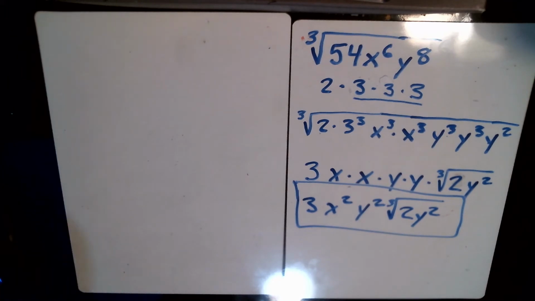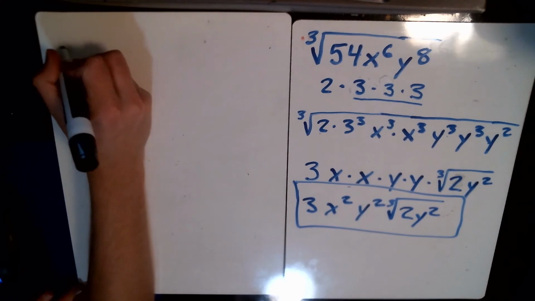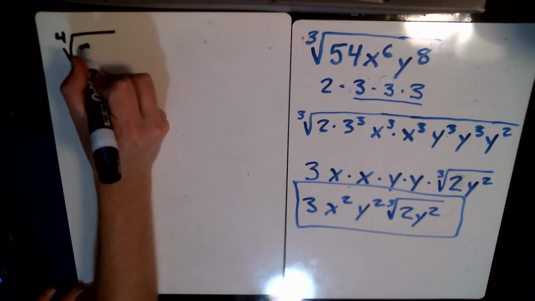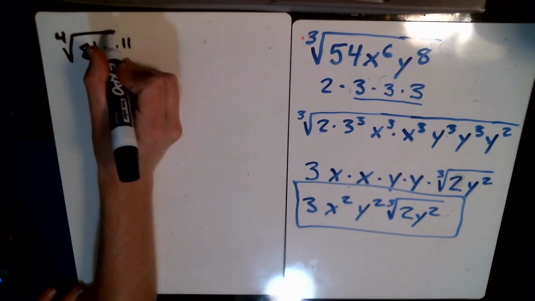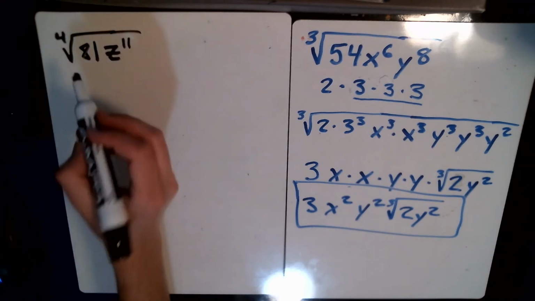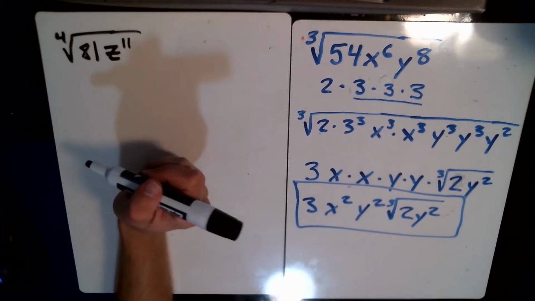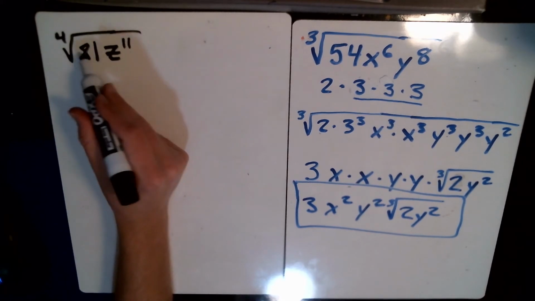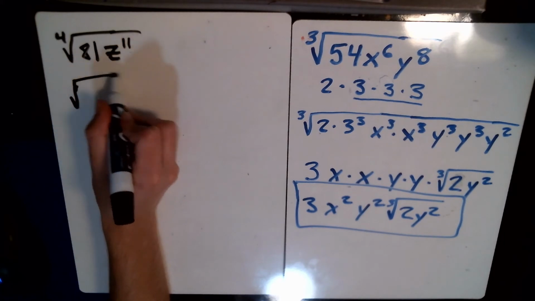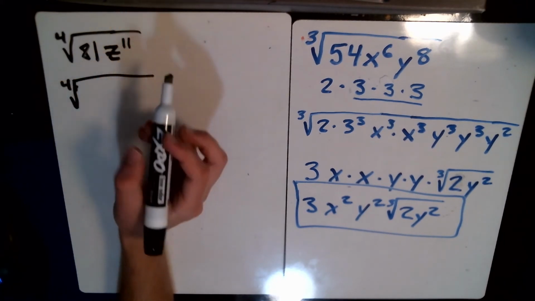Okay. So I'm going to do the fourth root of 81 z to the 11th power. Okay? And we want to simplify this. So we want to think of the things that go into 81, try and factor that out so that we can find any perfect fourth powers that are in there, right? So let's see, what goes into 81?